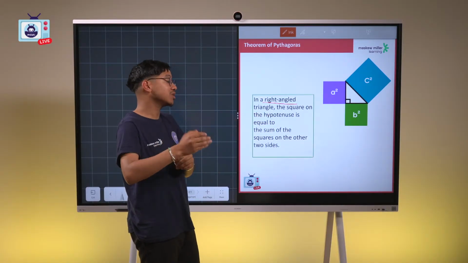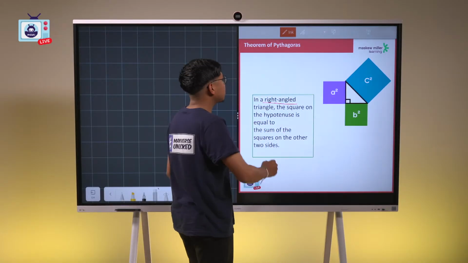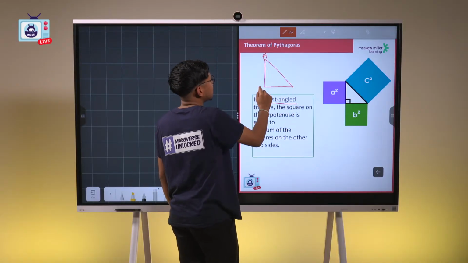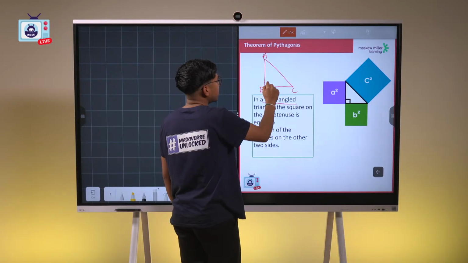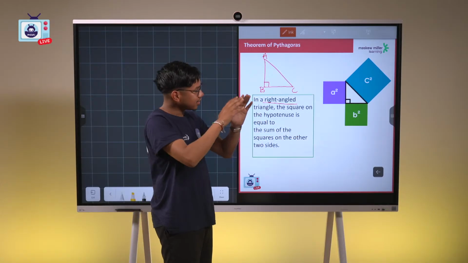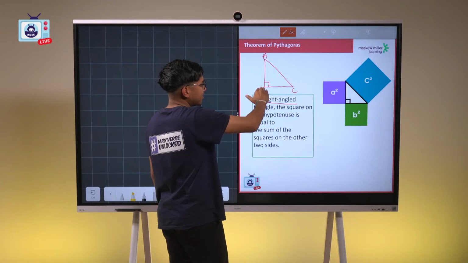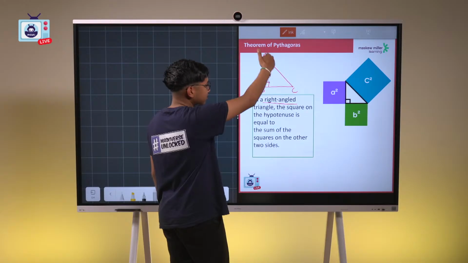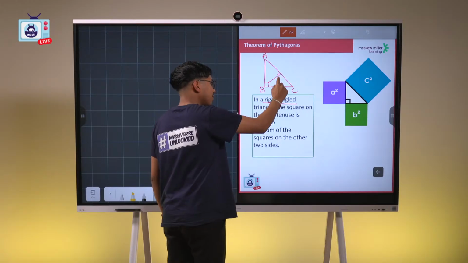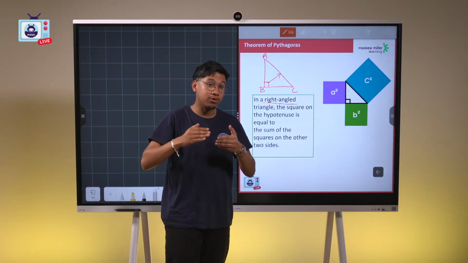Now what is the hypotenuse? The hypotenuse is the side opposite the 90-degree angle. So if I draw a triangle, and I name this triangle ABC, here I have my angle that's equal to 90 degrees. We know a triangle has three sides and three angles. So here's my first side, AB. Here's my second side, BC. And here's my third side, AC. The side that is directly opposite the right angle, which is the side AC, is what I call the hypotenuse.